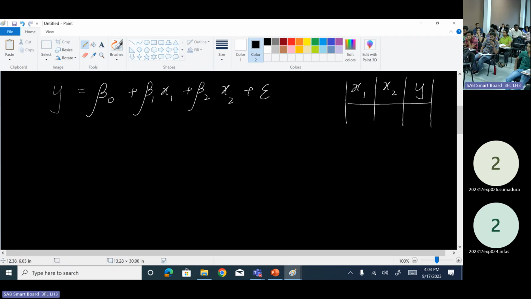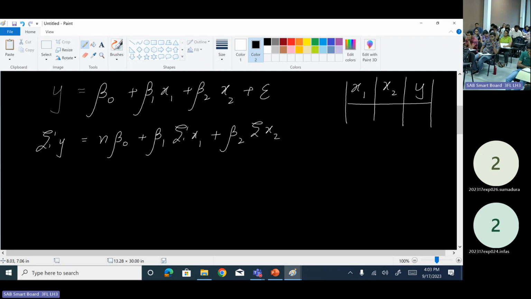To get the first equation, we sum it up as it is. So we get sigma y equals n beta naught plus beta 1 comes out, sigma x1, plus beta 2 comes out, sigma x2. Sigma y we can get, n we can get as the number of pieces, sigma x1 we can get, sigma x2 we can get. So we get one equation.